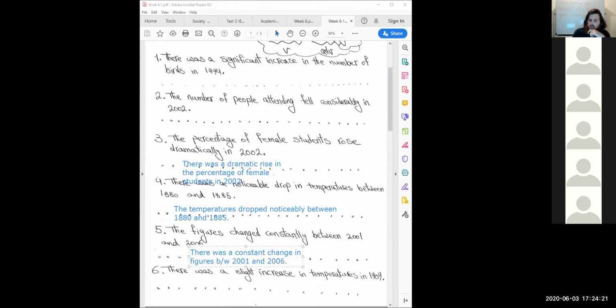The temperature increased slightly in 1909. Yep. So could you say that one more time for me, Siva? The temperature increased slightly in 1909. Fantastic, guys. So there's always different ways.